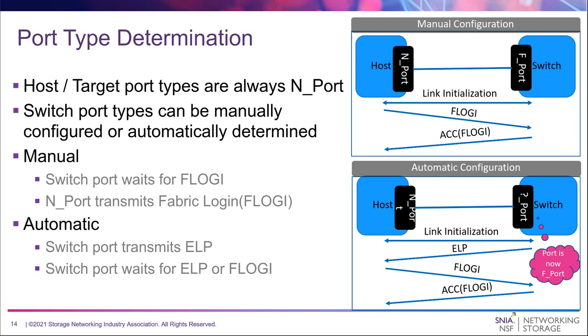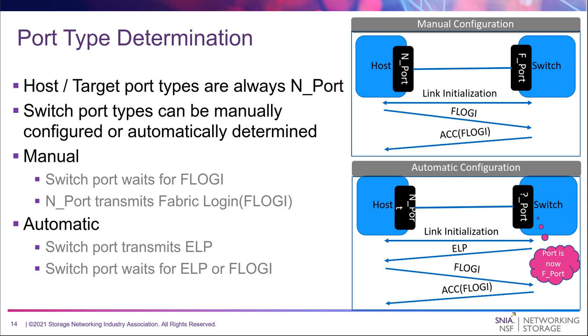Once link initialization goes on, if the switch is configured as an F port, then it's going to sit there and wait for a fabric login, otherwise known as a FLOGI. It's just going to wait for the end port to send that in. Once it gets that, it's going to process that FLOGI, allocate the layer 3 address called the FCID, and send back the accept to that FLOGI with that FCID.